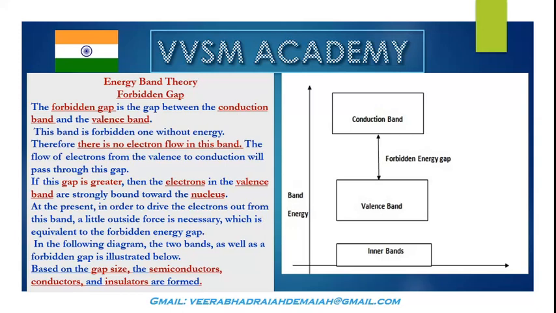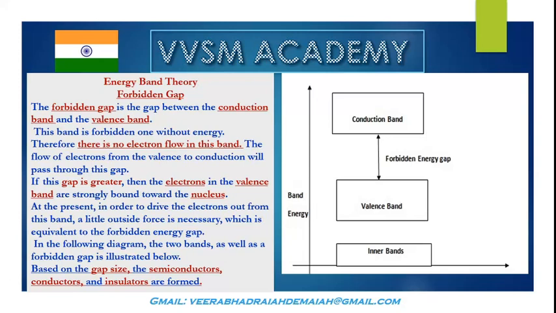That is very important. If this gap is greater, then the electrons in the valence band are strongly bound to the nucleus. In order to drive the electrons out of this band, an outside force is necessary to push the electrons, which is equivalent to the forbidden energy gap. In the following diagram, the two bands as well as the forbidden gap are illustrated.